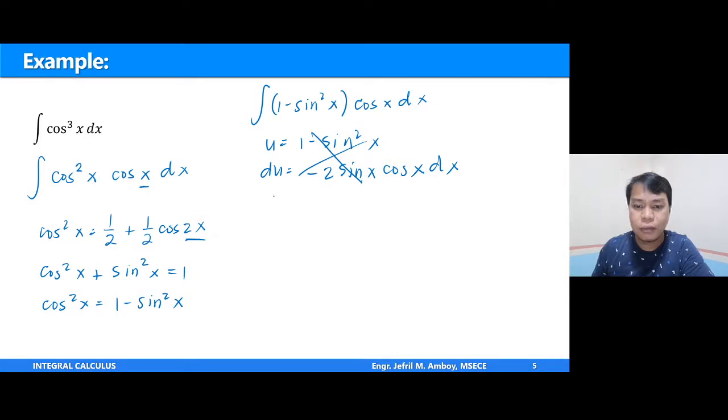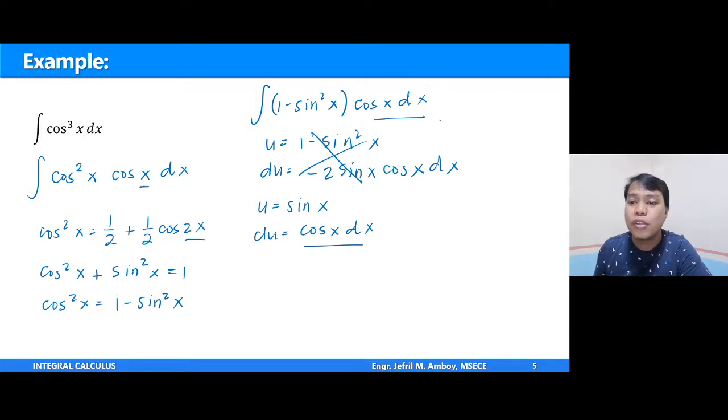If I let u be equal to sine x, my du, of course, will be cosine of x and then dx. Now, ito ba present dun sa given? Yes, ayun, cosine x dx. So, pwede mo na siyang palitan. Itong cosine x dx magiging du na lang. At ito magiging 1 minus u and then squared. Ayun. So, ma-integrate mo na siya ngayon.